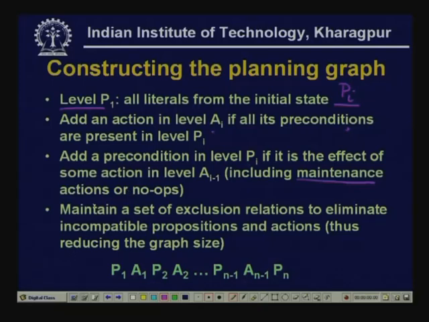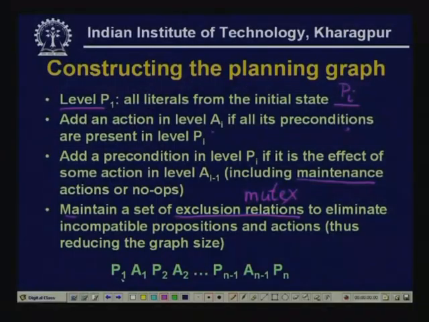In addition, so this is easy. In addition, we will maintain a set of exclusion relations called mutex relations. So, these mutex relations will be used to eliminate incompatible propositions and actions, and because of these mutex relations we will be able to reduce the graph size further. So, the graph consists of alternate levels. We have a proposition level P1 followed by an action level A1, then a proposition level P2 followed by action level A2 and so on.